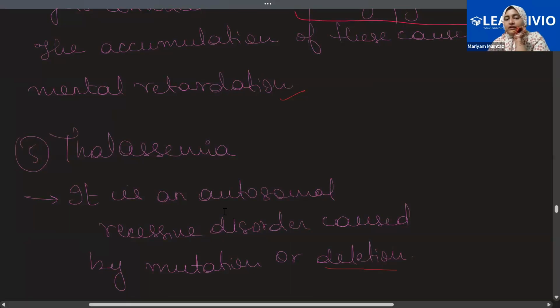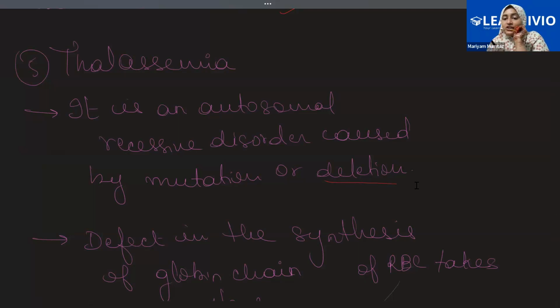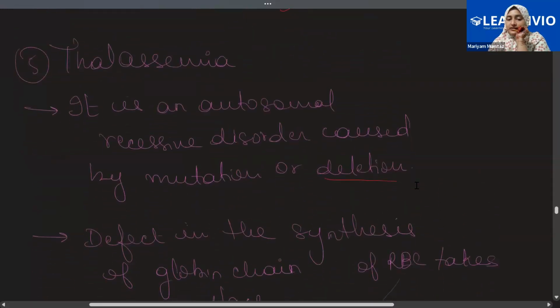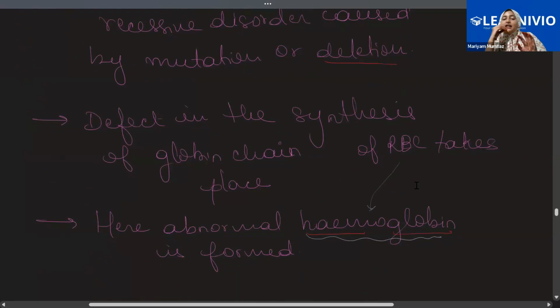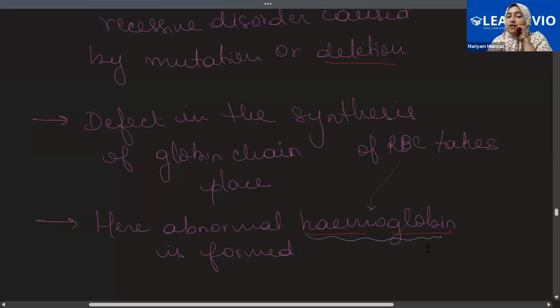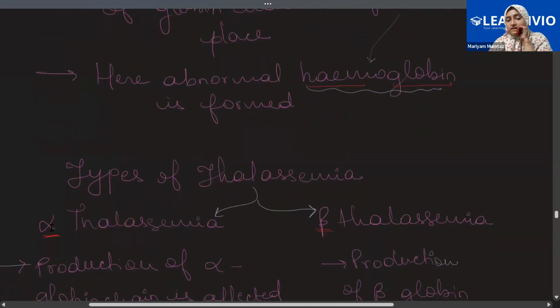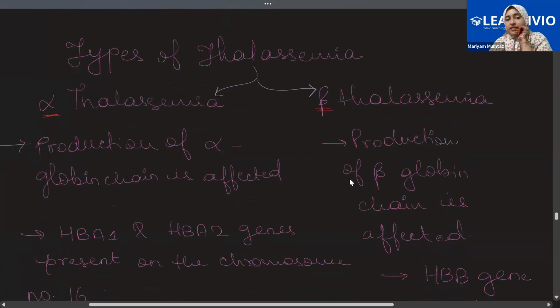Then comes thalassemia. Now, thalassemia is yet another autosomal recessive disorder. Now, this is also happening because of mutation, particularly deletion mutation, meaning one gene gets deleted. Now, in this case of thalassemia, what actually happens is that the synthesis of the globin chain of RBC is affected. We know that hemoglobin is present. So, hemoglobin is made up of heme and globin. Heme means the iron part, and globin is the protein part. So, here the globin, meaning the protein part, gets defective and abnormal hemoglobin is formed. Now, this thalassemia disease, wherein abnormal hemoglobin is formed, is of two types, alpha thalassemia and beta thalassemia.